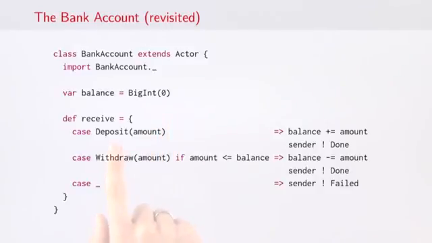We can receive a deposit. In this case, we increase the balance by the amount and reply with a positive acknowledgement. If a withdraw message arrives, we need to check that there is actually sufficient funds in the account. If that is the case, then we deduct the amount from the balance and send back a positive reply. In all other cases, we reply with a failure.